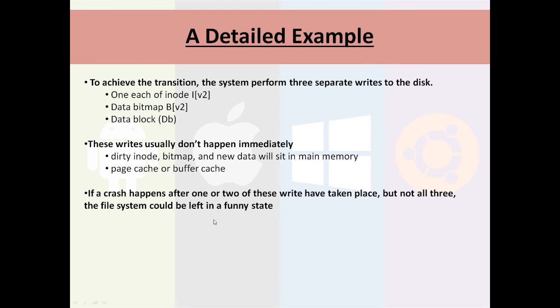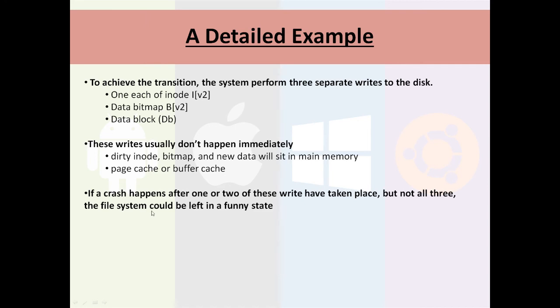So to achieve this, what had to be done? Well, the system performs 3 separate writes, right? 1 to each of the inode, the data bitmap, and then the data block itself. Now, like we also discussed at the very end of last week's lecture, these writes don't usually happen immediately. They are stored in a buffer, so that multiple writes can occur at the same time, so they're stored in memory. And we call it a dirty inode because it hasn't been updated on disk yet, but an update needs to be reflected.